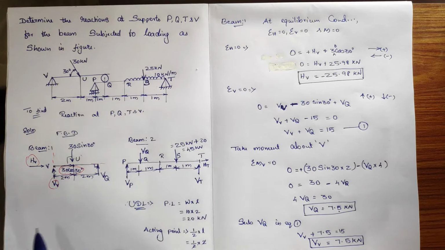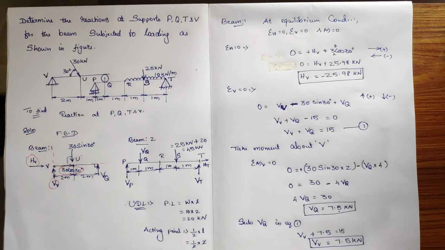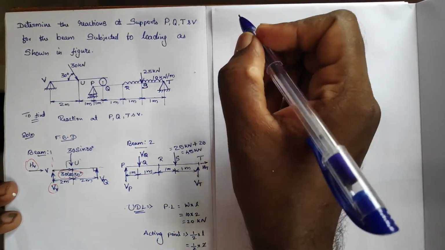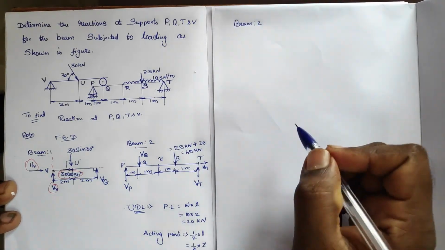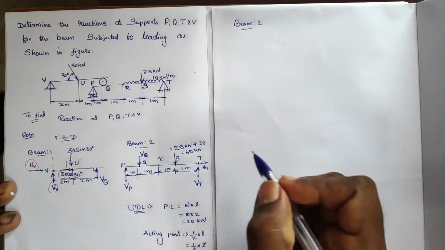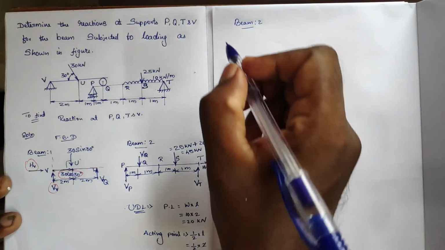So we have calculated all the possible unknowns in beam 1. Then move to the next, beam 2. Okay, so I will be noting it on another paper. Okay, fine. So here is the diagram, so I will be keeping it here, right? So beam 2, considering the beam 2.